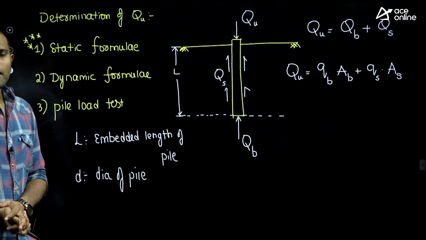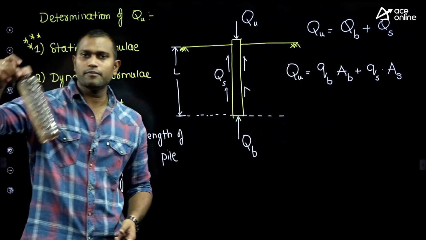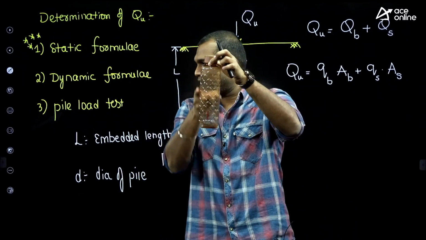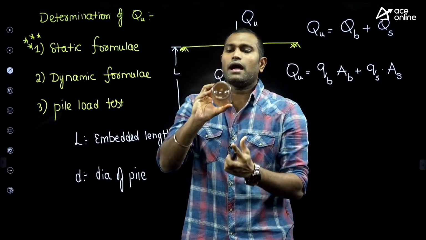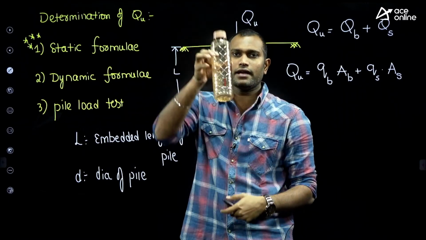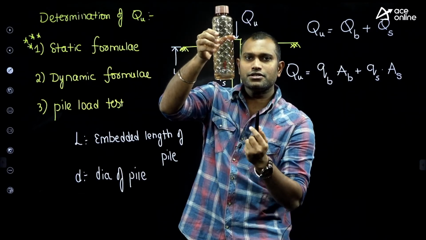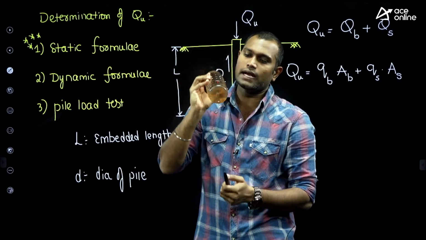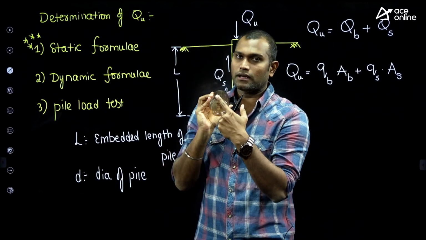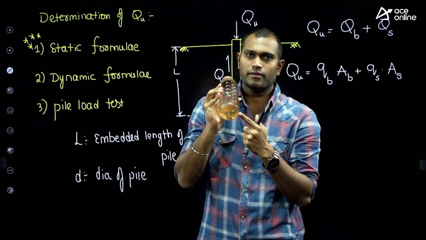Just like this water bottle looks like a circular pile, L is the length of the pile and the cross section is circular. At the base there is a base resistance, due to the bearing capacity acting at the pile tip. What is the cross section of the pile tip? Circle. And the area at the pile tip is pi by 4 d square.